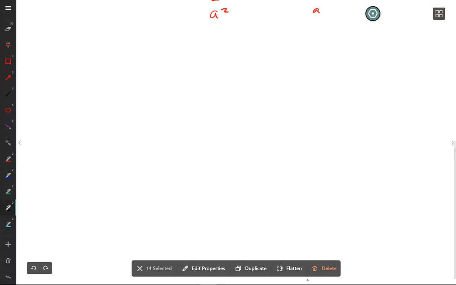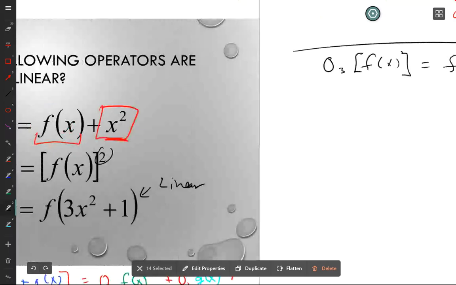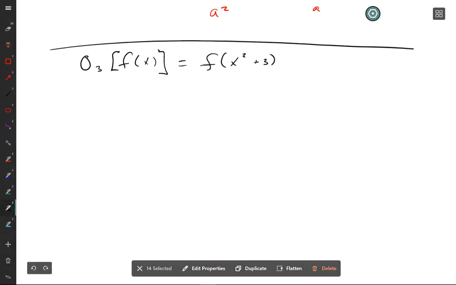Finally, the third one. O3 acting on f of x equals f of, what is it, x squared plus 3, something like that. 3x squared plus 1. It doesn't really matter as far as the test goes, but we want to actually test the one that's given.